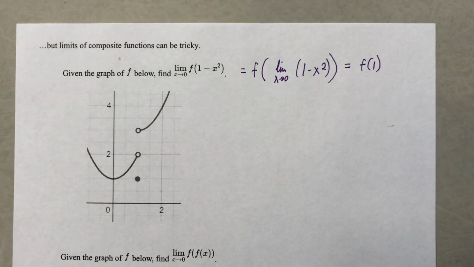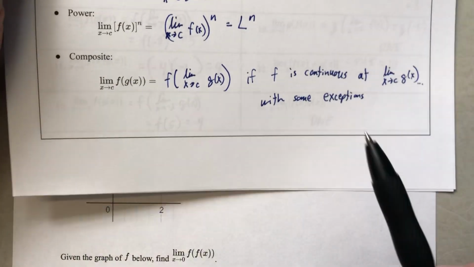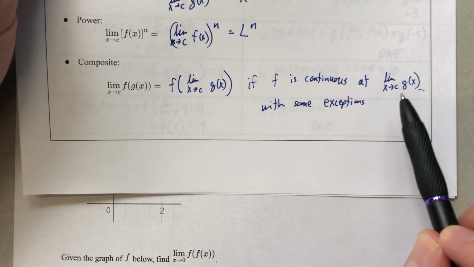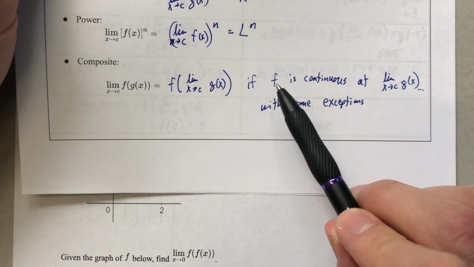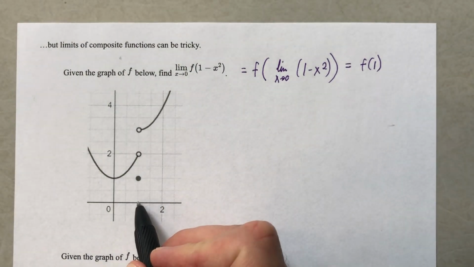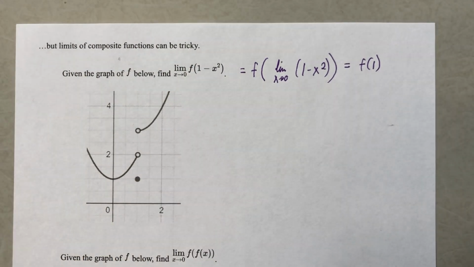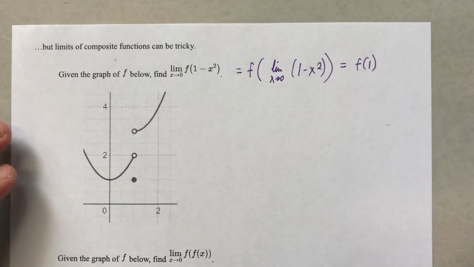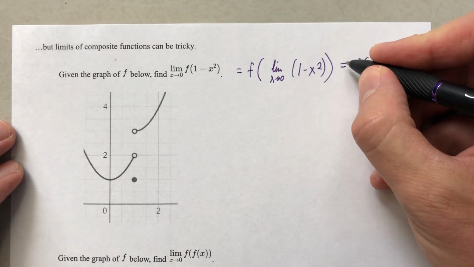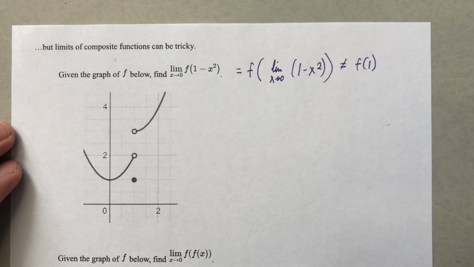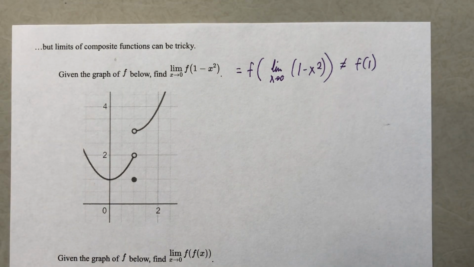Then, let's go back. If f is continuous at the limit as x approaches c of g of x, in other words, if f is continuous at 1, is f continuous at 1? No. But this is one of the exceptions. So this is not necessarily a true statement, and it's actually not equal to this. But here's what we do want to talk about.